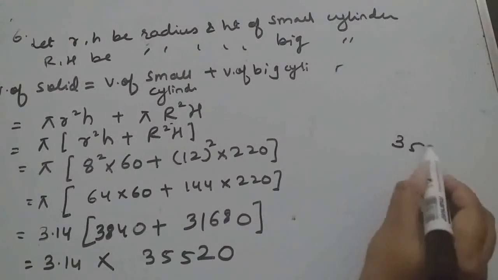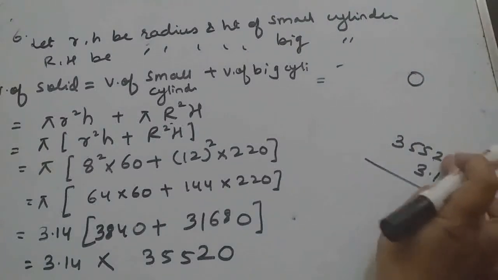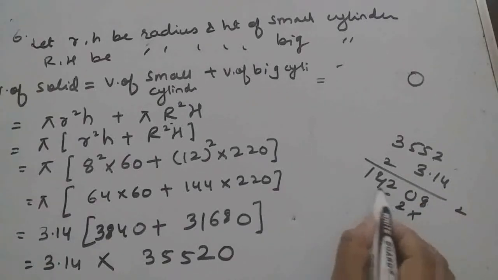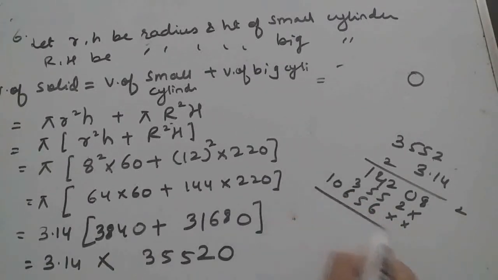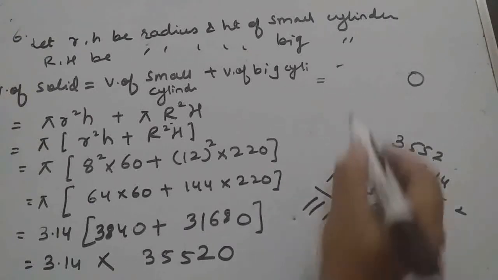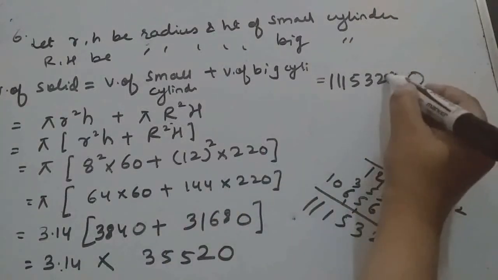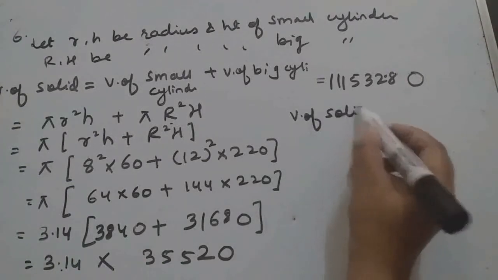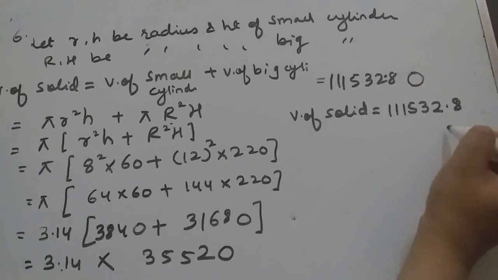So this 35520 you should multiply with 3.14. Multiplying, after a 2-digit decimal, this is the volume of the solid: 111532.8 centimeter cube.